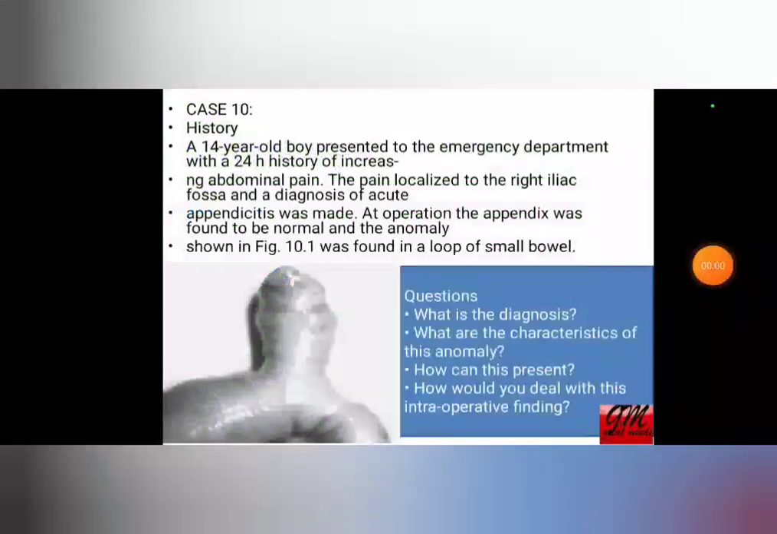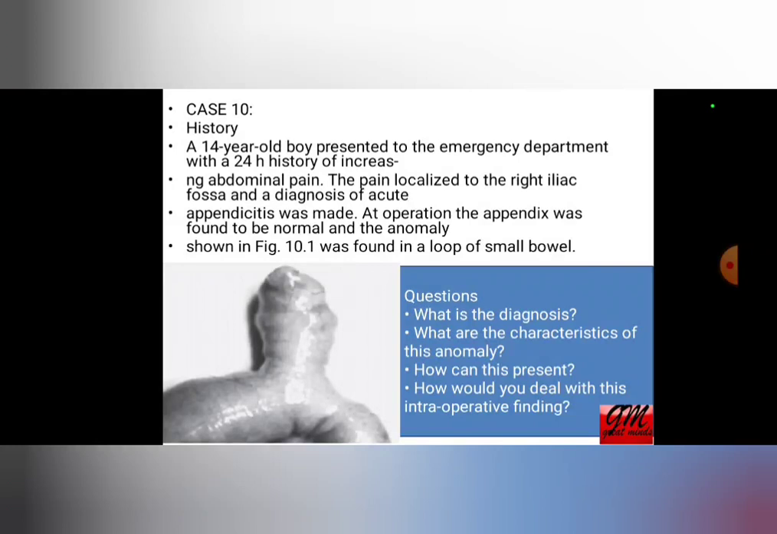Thanks very much. Hello, welcome to this new short case tutorial. In this tutorial, we're going to see a patient, a 14-year-old boy that presents to the emergency department with a 24-hour history of increasing abdominal pain. The pain is localized in the right iliac fossa and a diagnosis of acute appendicitis is made.